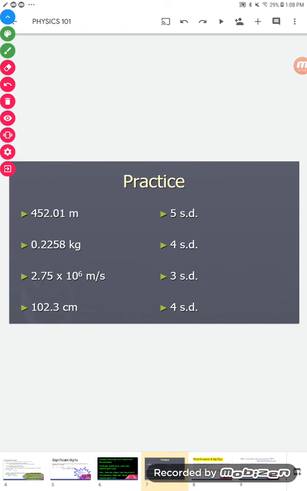Okay, so here's some practice. This one has 5 significant digits. Okay, 1, 2, 3, 4, 5. Okay, this one has 1, 2, 3, 4. This one has 3 significant digits. 1, 2, 3. And this one has 4 significant digits. 1, 2, 3, 4. Okay, this 0 is not significant because it is to the left.